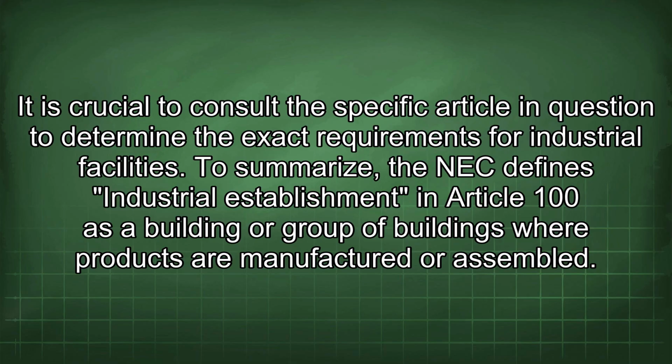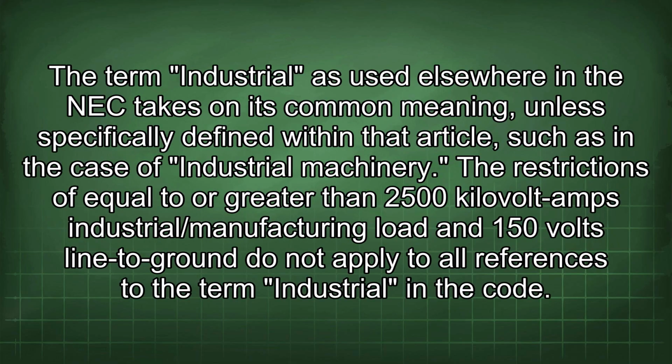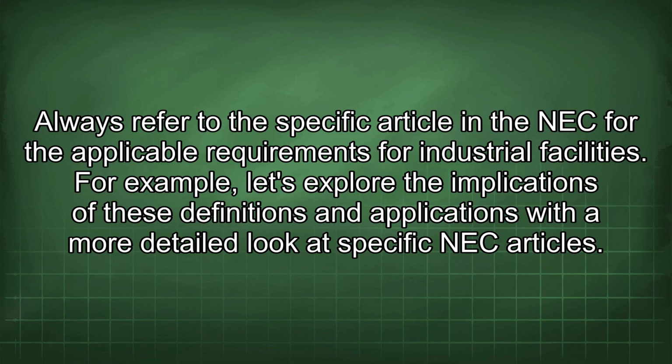To summarize, the NEC defines industrial establishment in Article 100 as a building or group of buildings where products are manufactured or assembled. The term industrial, as used elsewhere in the NEC, takes on its common meaning, unless specifically defined within that article, such as in the case of industrial machinery. The restrictions of equal to or greater than 2500 kV industrial/manufacturing load and 150 volts line to ground do not apply to all references to the term industrial in the code. Always refer to the specific article in the NEC for the applicable requirements for industrial facilities.